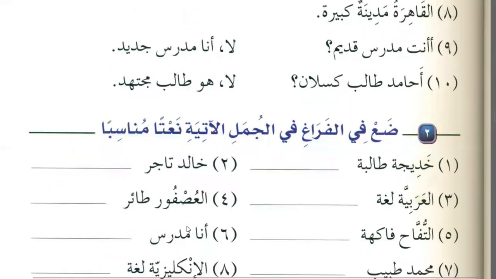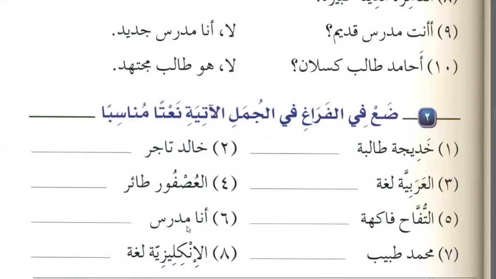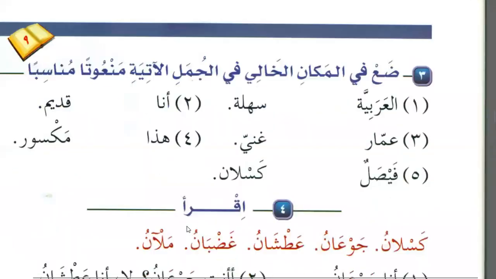Al-Qahiratu madinatun kabiratun. Cairo is a big city. Anta mudarrisun qadimun. Are you an old teacher? La, ana mudarrisun jadidun. No, I am a new teacher. Is Hamid a lazy student? No, he is a hardworking student. Okay. Anybody, any question?